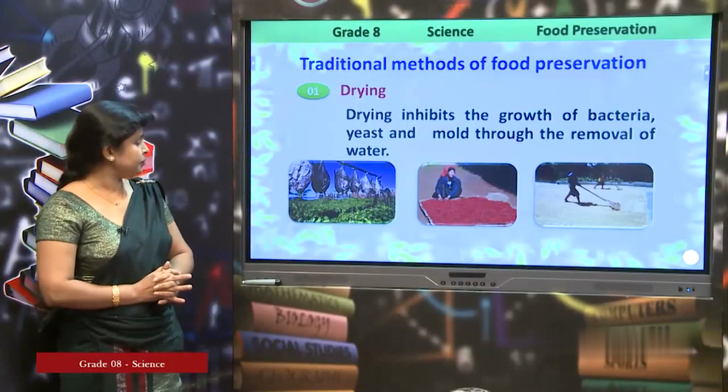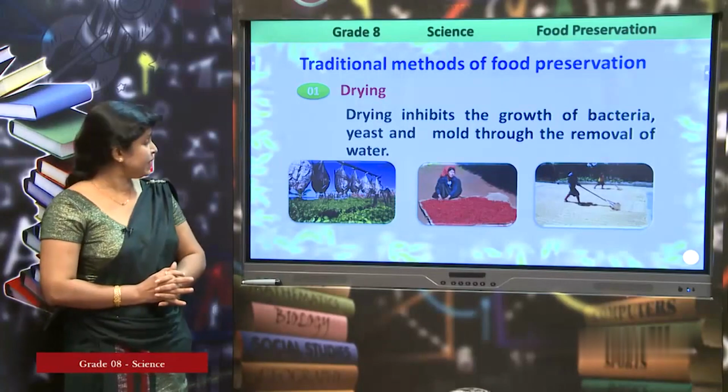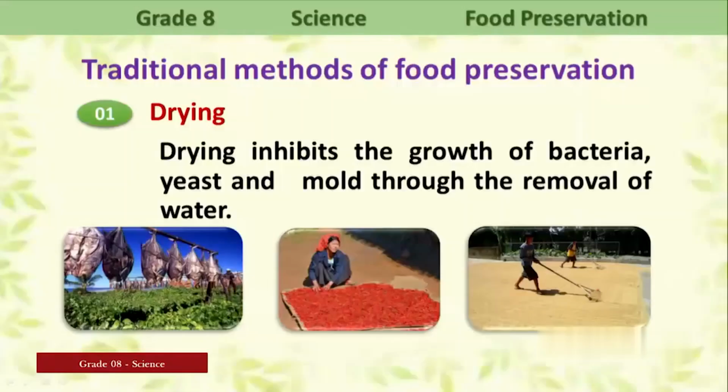The drying can be done by using the solar heat as well as dryers. Now, I have given you some pictures where the drying is done. The first picture is showing you how the fish is dried, then chilies and paddy.